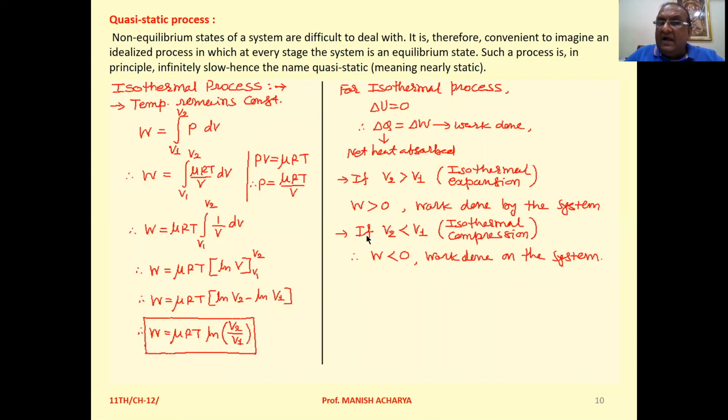Okay. Now if V2 is less than V1, final volume is less than initial volume, so that is called isothermal compression. In this case, your W will be negative, less than 0. So here work is done on the system. So you have to be careful. In MCQ or example, if these words are used, work done by the system and work done on the system, then you have to be very careful to take work done positive or negative as per this one. Clear to all of you?